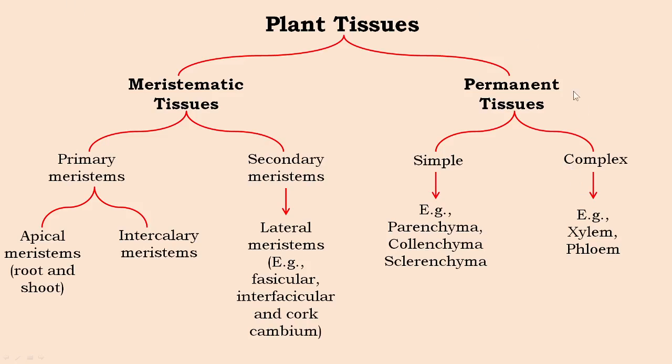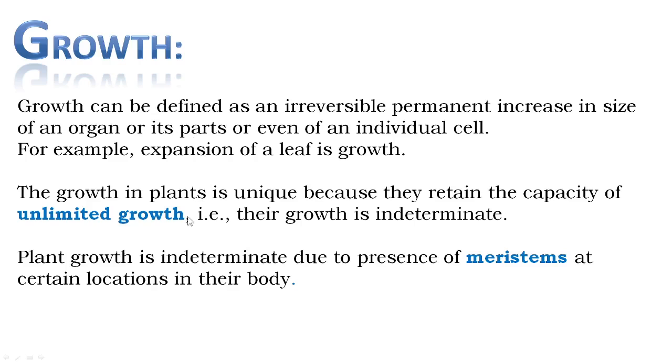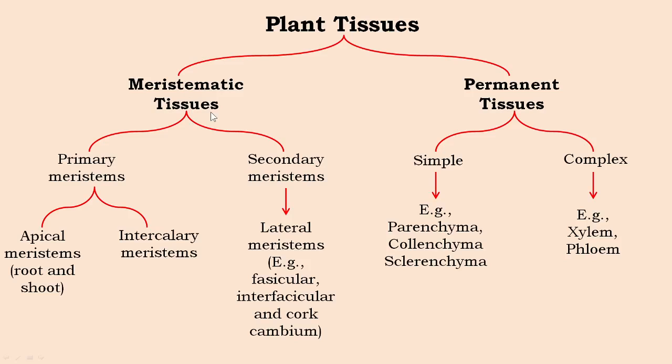Now a quick revision of plant tissues. Plants have the capacity of unlimited growth because of the presence of meristematic tissues. Their growth is indeterminate. They can grow in an unlimited manner, because of the presence of meristematic tissues.